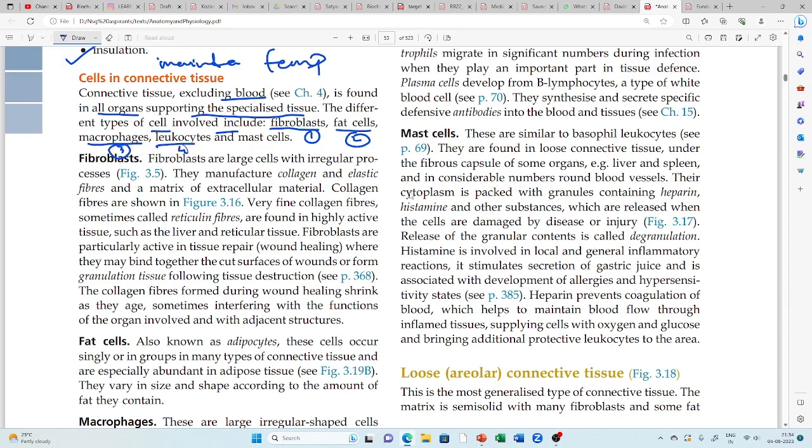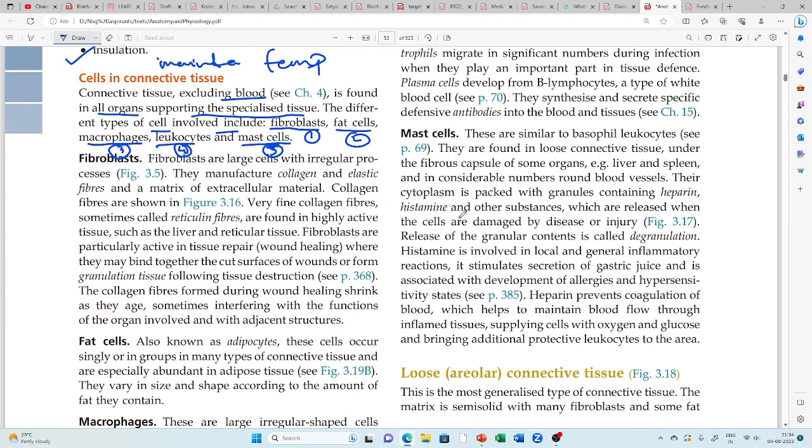Fourth one, leukocytes. Fifth one, mast cell. These are the main five types of cells found in connective tissue other than blood. Blood is also a connective tissue. Other than blood, what are the different types of cells found in connective tissue? Fibroblasts, fat cells, macrophages, leukocytes, mast cells. One by one, we will read.